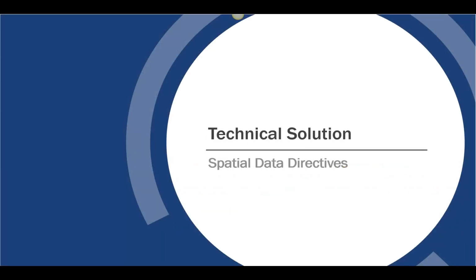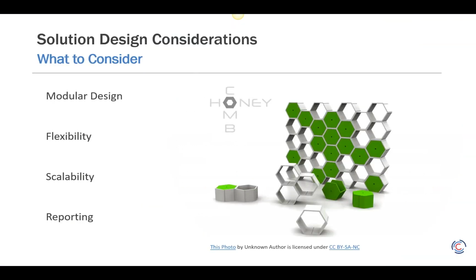So an overview of the technical solution of the Spatial Data Directives portal. I'll start with the design. There were some design considerations here. When we started working on the project, there was a proposed design. We made a few changes to it. We wanted to think about the bigger picture a little bit, make sure that the solution on the FME side was scalable. So what does that mean?